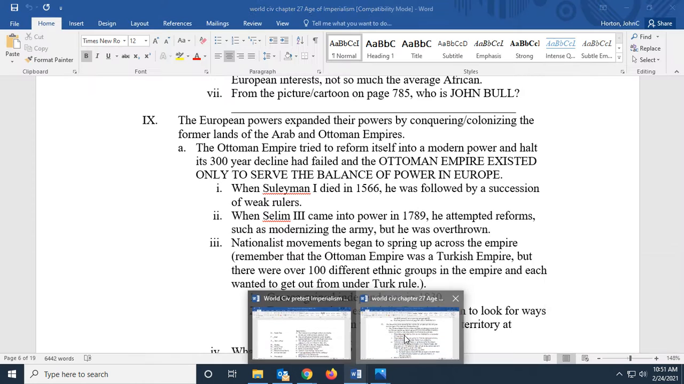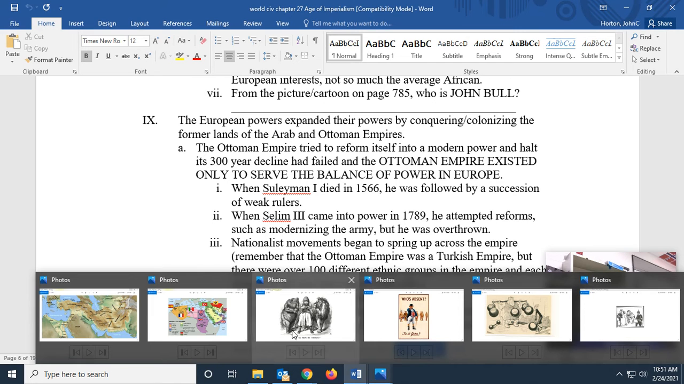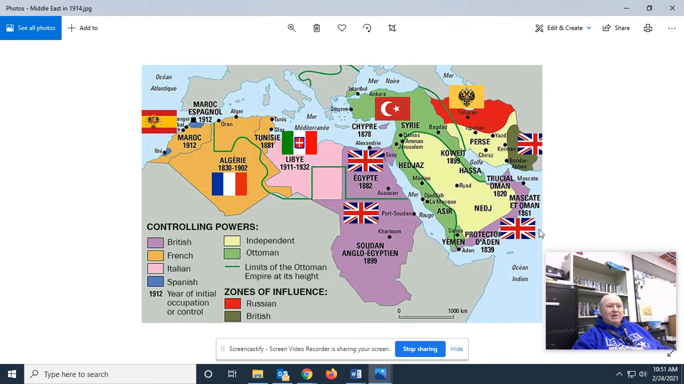But let's get on with today, shall we? All right, Roman numeral 9. The European powers expanded their powers by conquering and colonizing the former lands of the Arab and Ottoman empires. And because of that, I made you a map. Well, I pulled you up a map. This is the Middle East in 1914. And once again, notice those colonies that are outright owned by the British in purple. See here, as well as here.